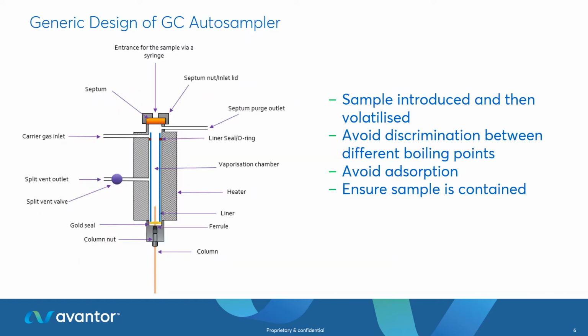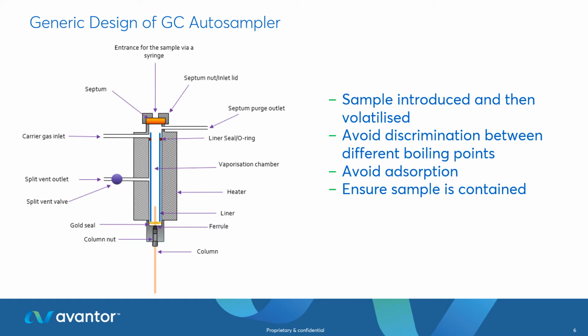This is the design of a typical GC sample injector. What we can see is at the top we have a septa and a septa nut. Our sample will typically be introduced through the septa into the vaporization chamber, which is below it. This vaporization chamber is heated in order to ensure that we get volatilization of the sample, and therefore we can then perform our gas chromatography.